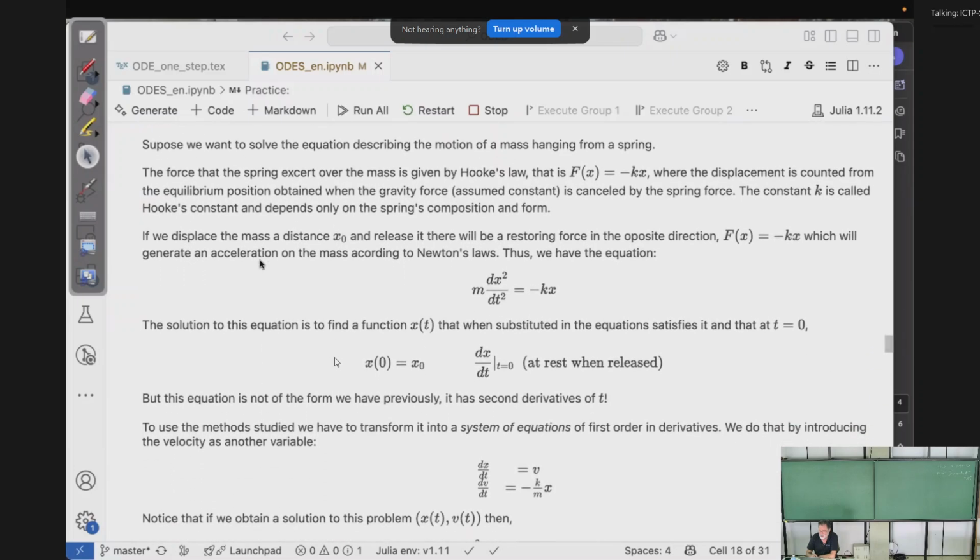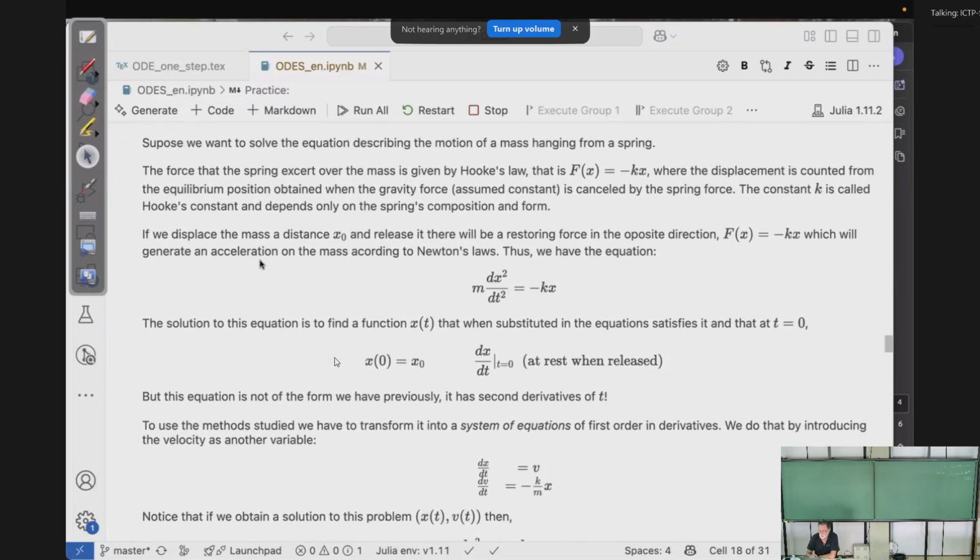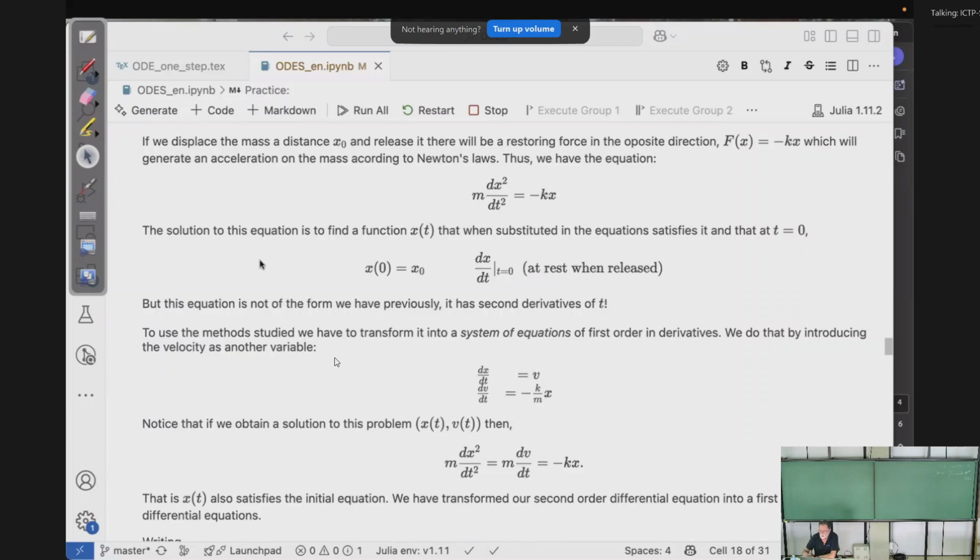So here I discuss a bit something we saw yesterday: how to deal with systems. Suppose you have a spring with a mass, and this spring has a constant k, the Hooke constant k. Newton's law will tell you that the acceleration is proportional to the force, which is linear. And so you have this system, right? And this is second order. So how do you solve this problem?